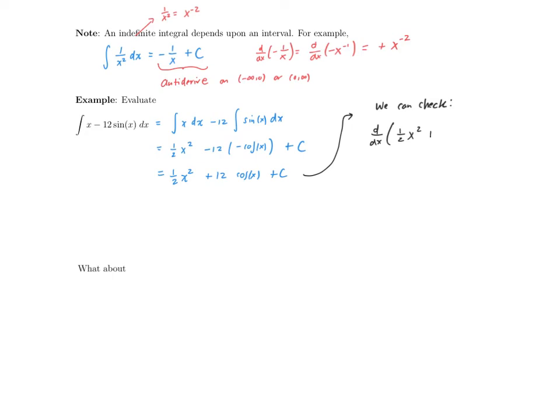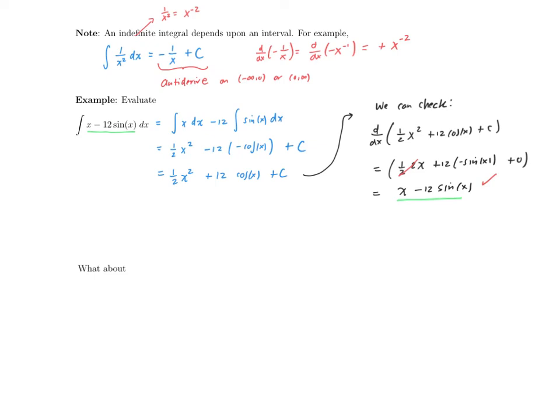So the derivative of 1/2 x squared plus 12 cosine x plus c is equal to, where we use what? The power rule in the first term. The derivative of cosine is minus sine, and the derivative of a constant is always 0. So 1/2 times 2 is equal to x, and we're subtracting away 12 sine x. And note, x minus 12 sine x is precisely the function we were integrating to start with, so check, we have correctly evaluated this indefinite integral.